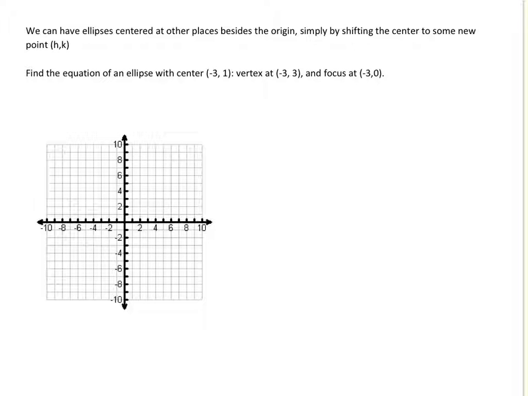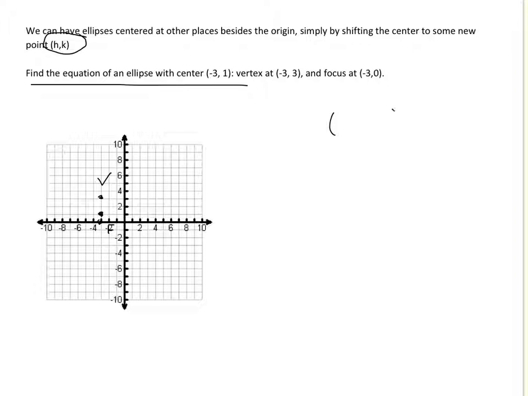Okay, so now the only thing we really have left to do is talk about what if our ellipse is not centered at 0, 0. What if it's centered at some h and k? Well, very similar to circles, we will just shift it by the h and k by subtracting h and subtracting k from our equation. So if we look here, find the equation of an ellipse with a center of -3, 1. So that's there. And a vertex at -3, 3. So there is a vertex there. And a focus at -3, 0. So there's a focus here.